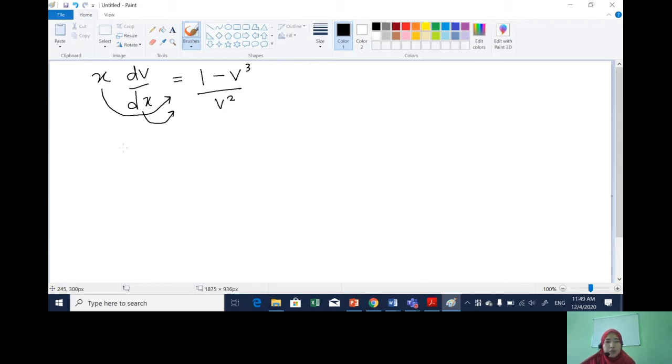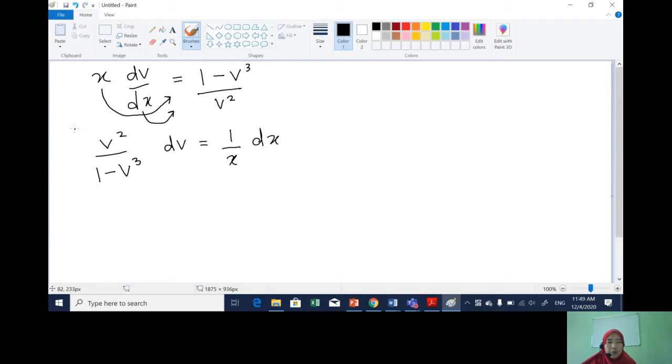So the form that we get will be v squared over 1 minus v to the power of 3 dv is equal to 1 over x dx. Here, x has a multiplication, so when we bring it to the other side it becomes division. Where there is a division, change it to multiplication. That means the form will be a different one: the top becomes the bottom, the bottom becomes the top.